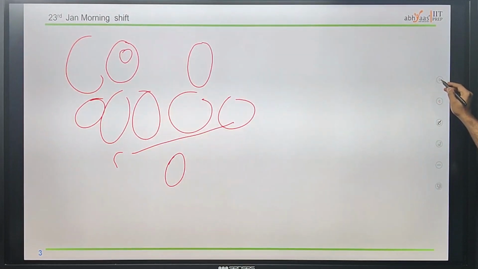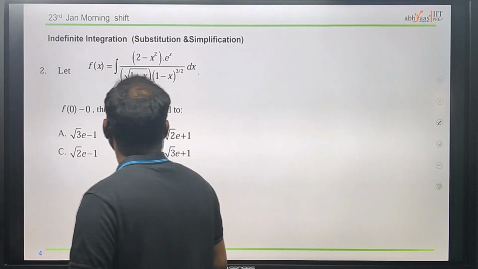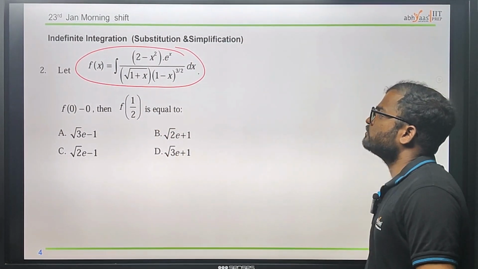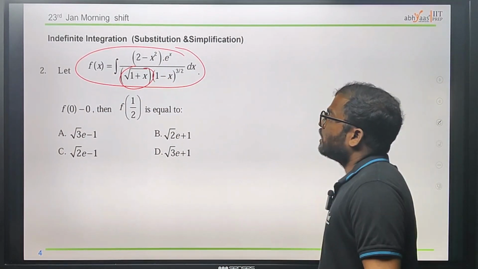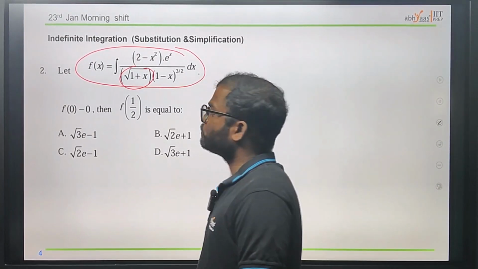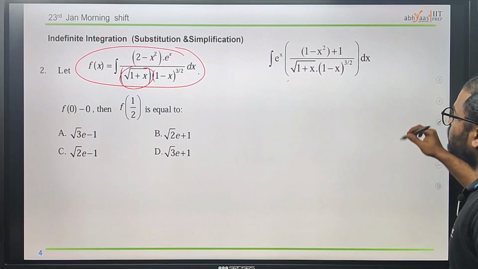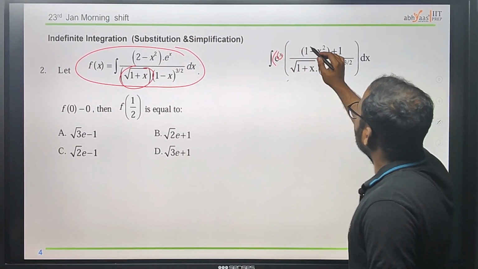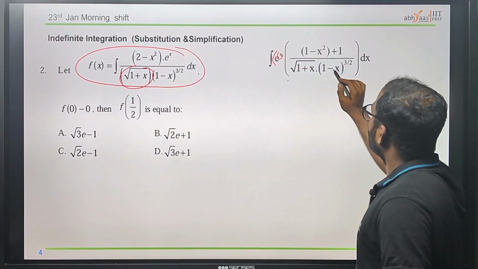Now move to the next question. We have indefinite integration. Here they have given f of x is equal to 2 minus x square into e power x, with denominator the fractional part, 1 plus x, and 1 minus x square. Now we do the substitution process, and we can easily do this. Taking e power x on this side, after that just make it 1 minus x square, dividing these two, separating them in order to cancel those things.